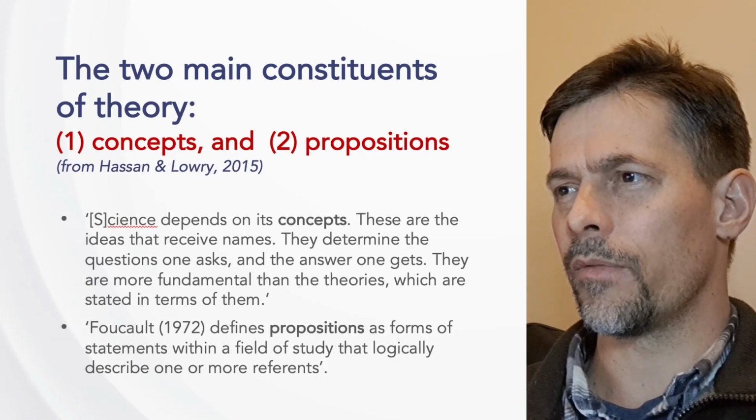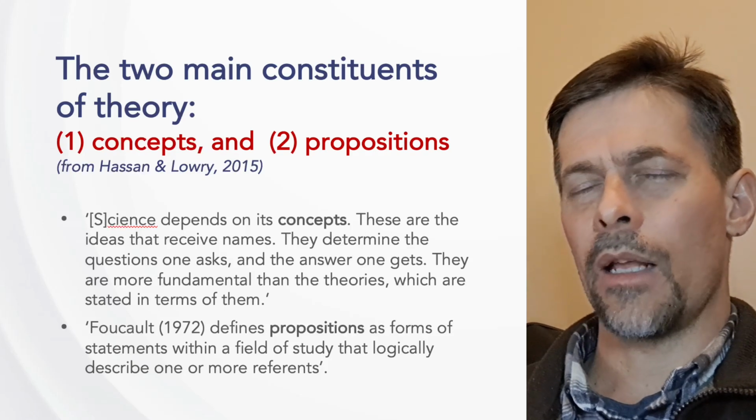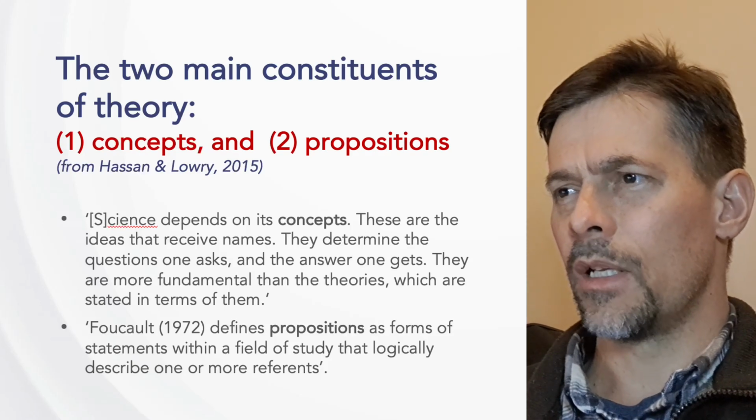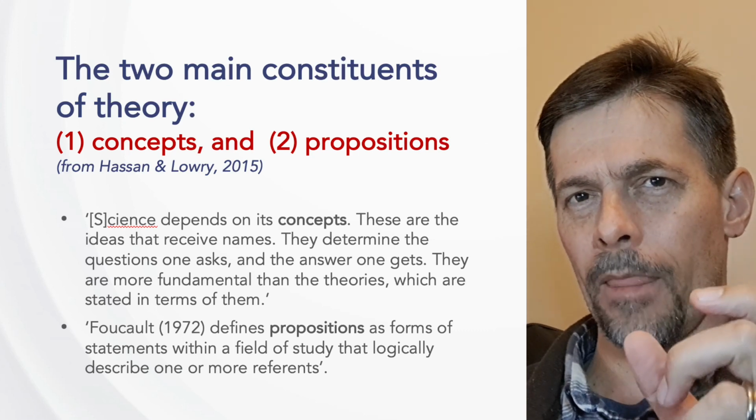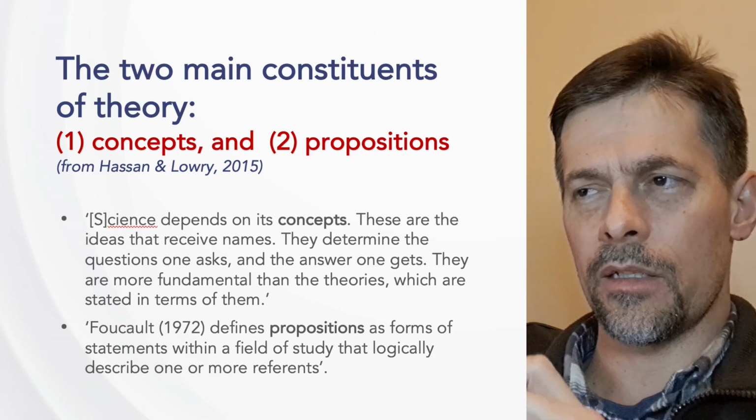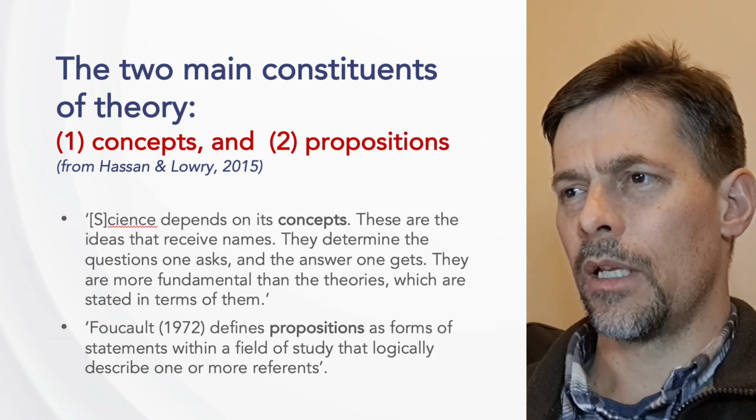Theory consists of two main constituents. The first is concepts, the simplest form of ideas, and these ideas receive names. But then secondly, propositions. Propositions basically define the relationships between concepts.